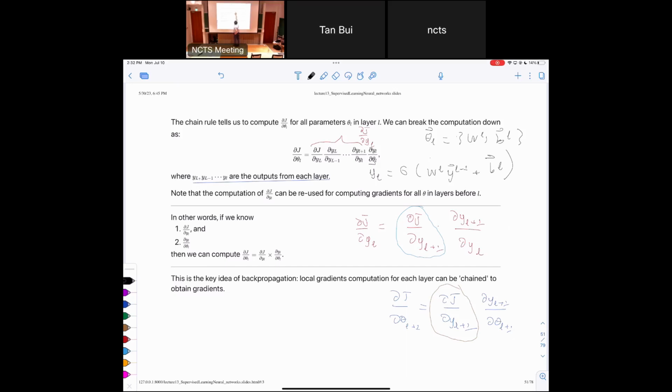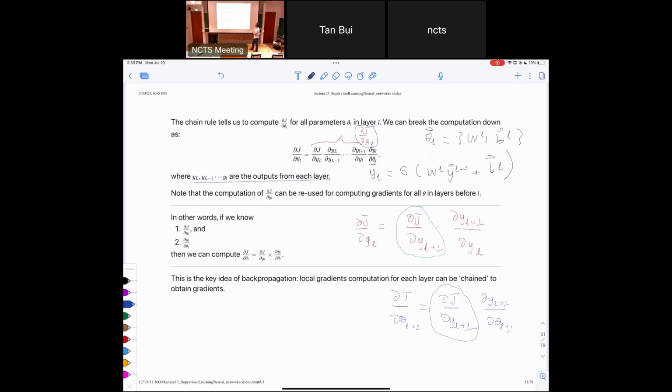So from here to here, this is dJ dYL. You see that I put the parenthesis there. This is dJ with respect to YL. But that's not what we want. We want to take the derivative with respect to theta L. So then I need to multiply with the derivative of YL with respect to theta L. Everybody see that? That's the chain rule.